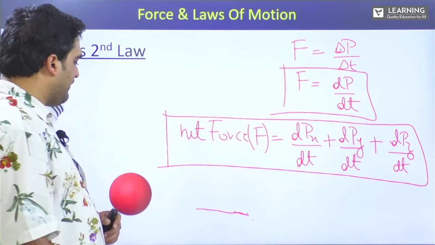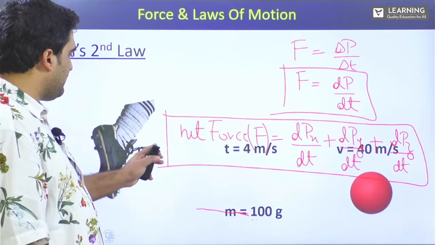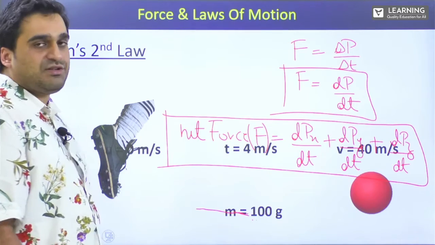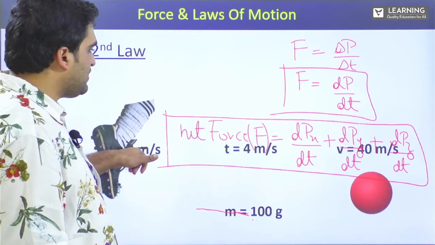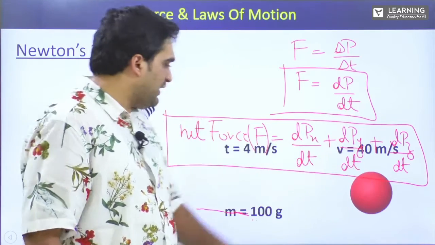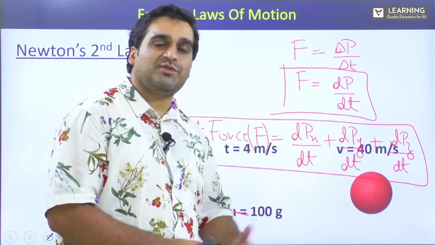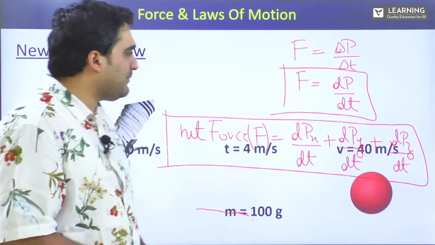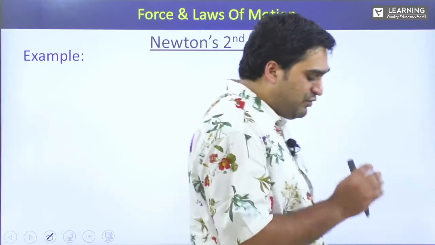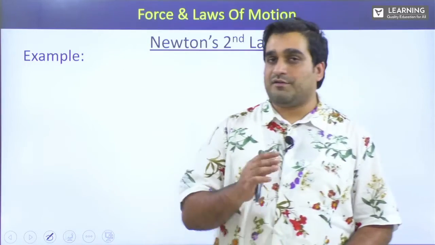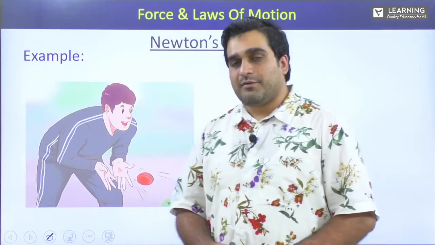Okay, so I have a practical problem based on this, where certain numbers are given. You have to identify what the force is. So go ahead, make a note of these numbers. Initial velocity is 0, final velocity is 40, time taken is 4, mass is 100 grams. How much will be the force applied on that ball? Pretty straightforward.